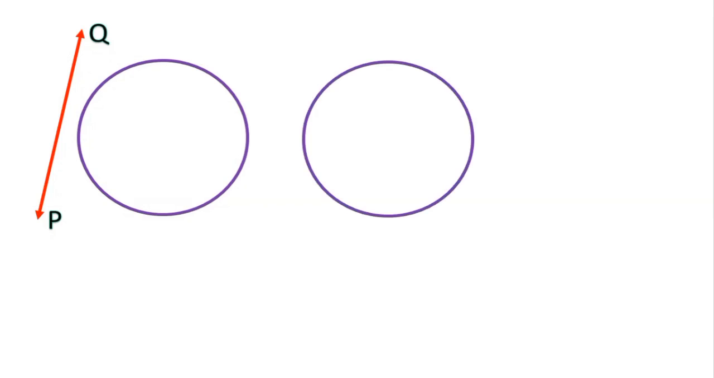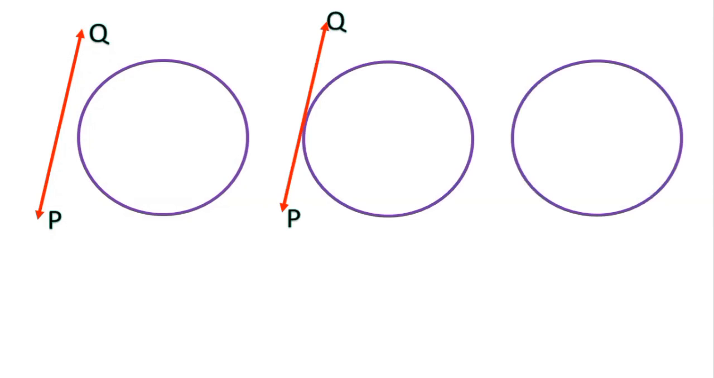Now observe the figure. There is a circle and a line PQ. Observe this first figure. Observe the relationship between the circle and the line. Observe the second figure. There is a circle and the line PQ. What relationship do you observe between the circle and the line? Now observe the third figure. There is a circle and the line PQ. Observe these three figures.